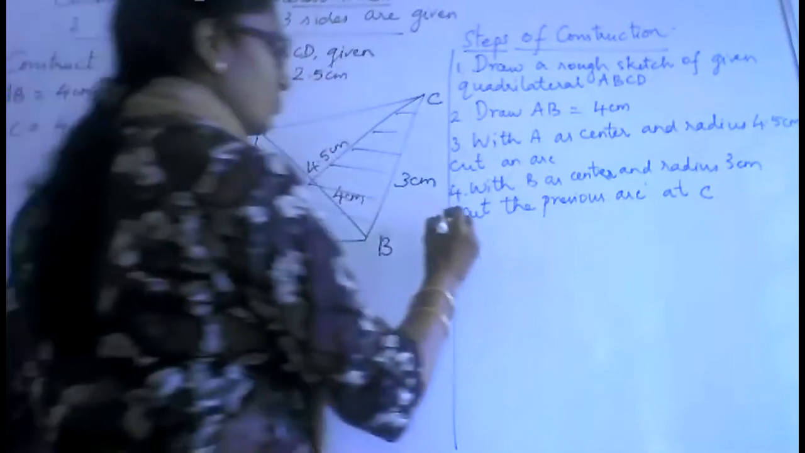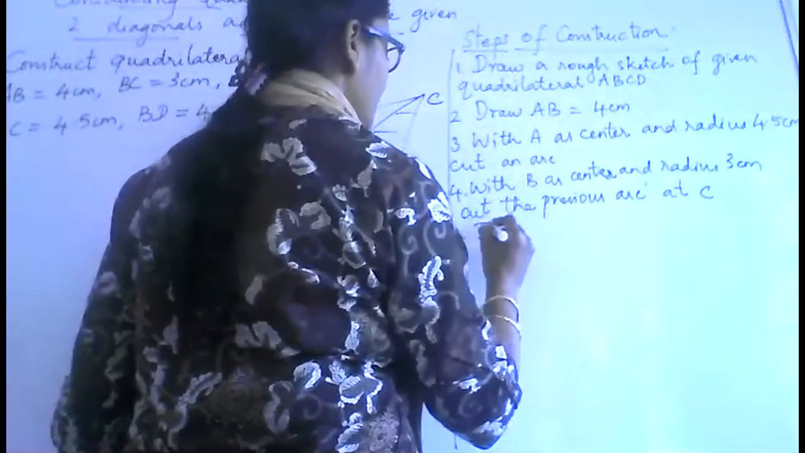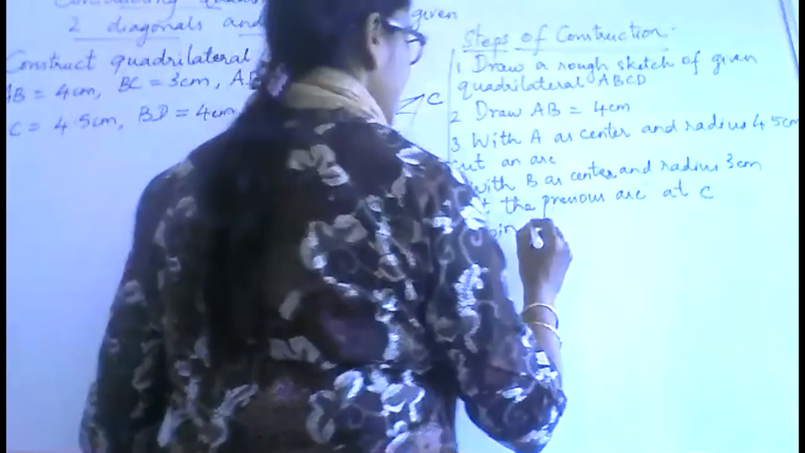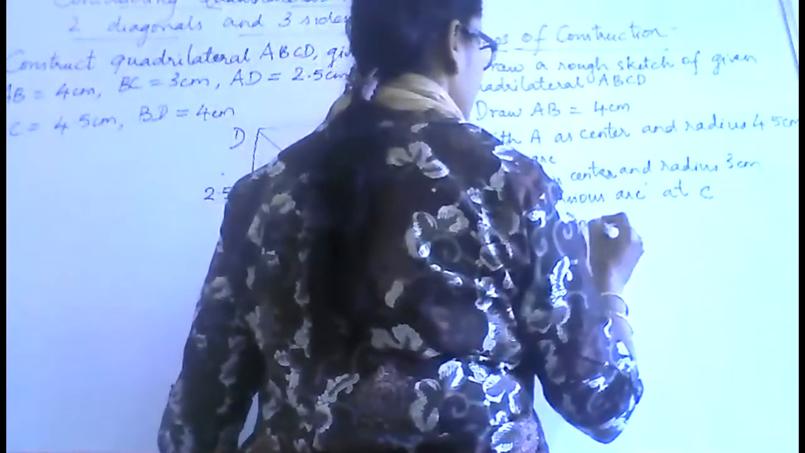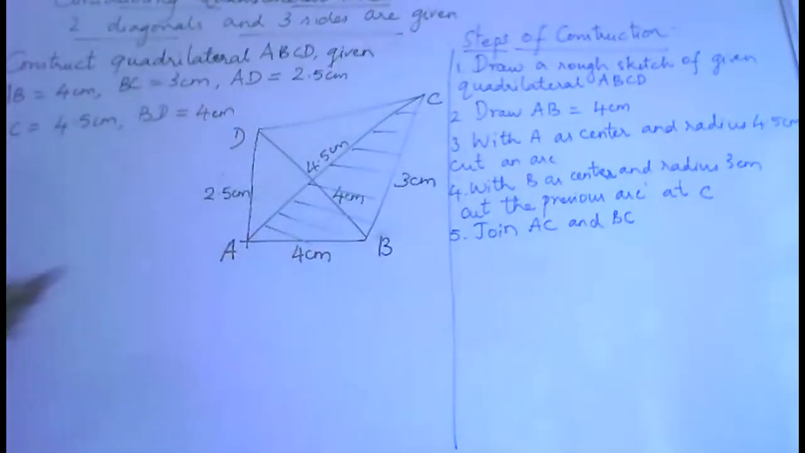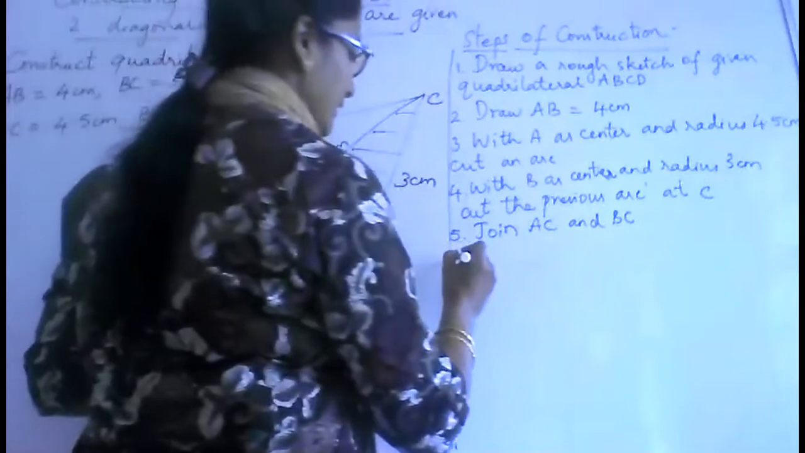Once you get that C, what should you do? Join AC and BC. Alright, so that's the first triangle which is ready, which is ABC. Then what was the next step? We have to construct the next triangle.